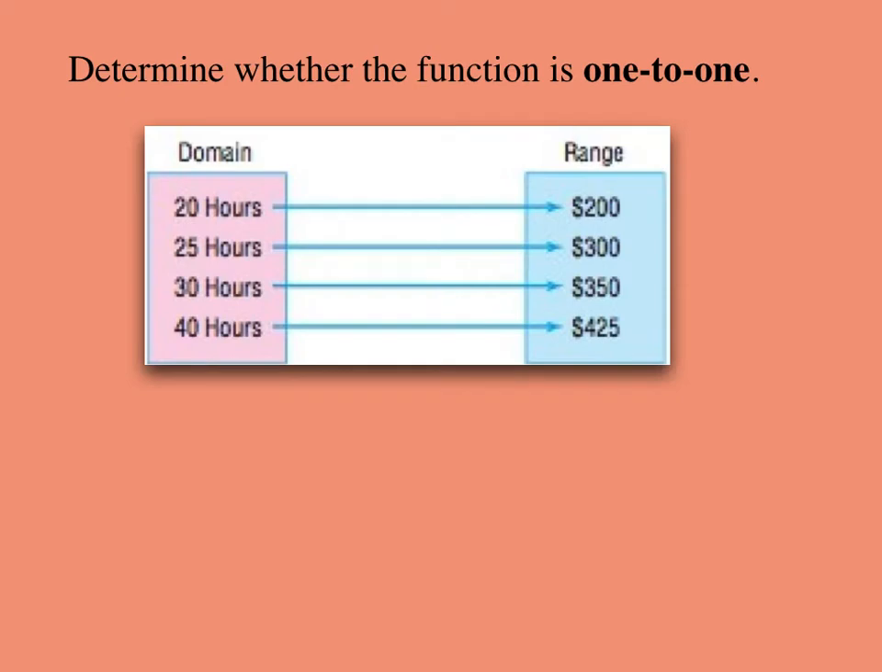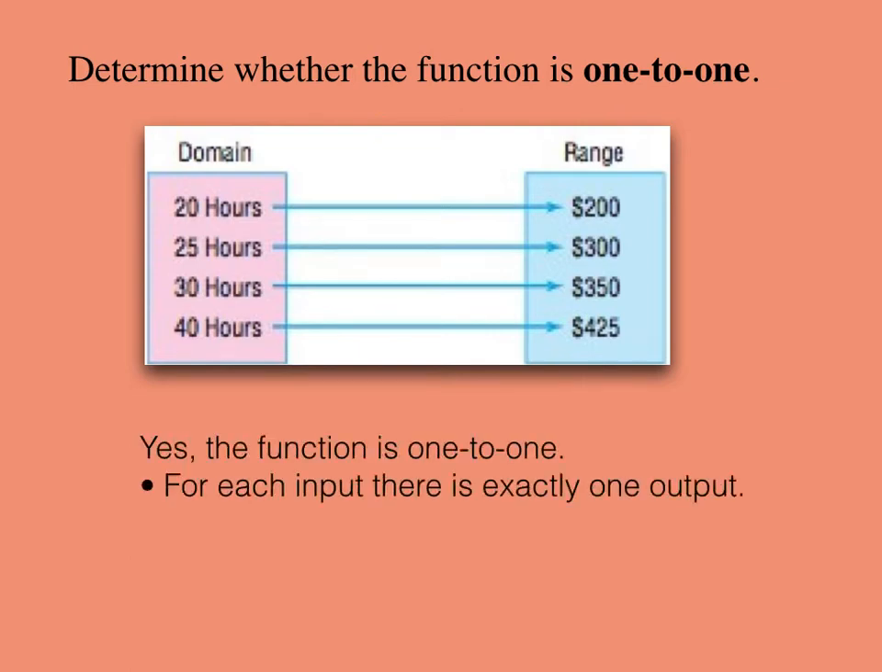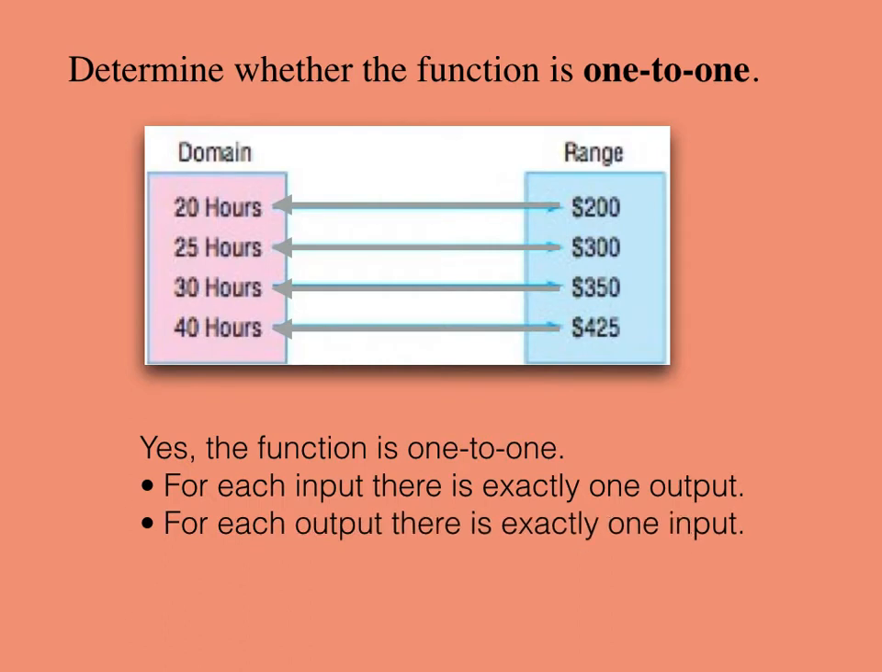In this example, we have a mapping. This particular mapping represents a function, and our job is to figure out whether it is one-to-one. Yes, this function is one-to-one for this reason. Each input has exactly one output, as shown in the mapping, and each output has exactly one input. Therefore, we say that this function is one-to-one. Now, it's important when functions are one-to-one because only one-to-one functions will have inverses.